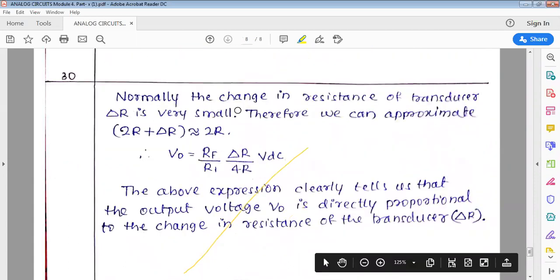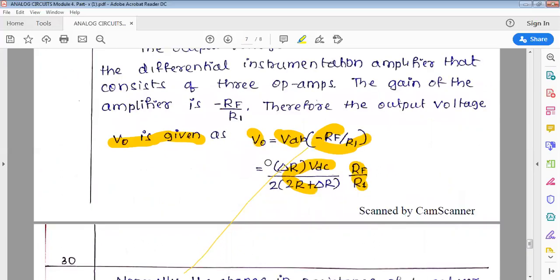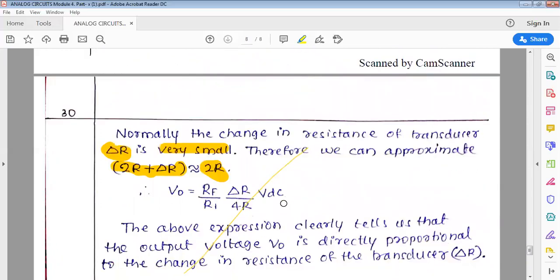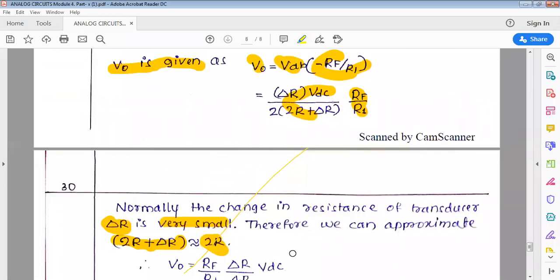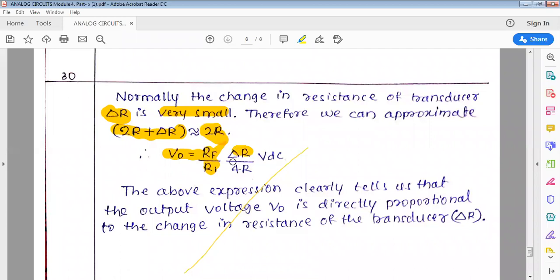Normally, the change in the resistance of the transducer, that is delta R, which we had assumed, will be very small compared to R. So 2R plus delta R will be almost equal to 2R. In this expression, I will substitute 2R plus delta R equal to 2R. So 2R into 2R will be 4R. So the final expression is V0 equal to RF divided by R1 into delta R divided by 4R into VDC.